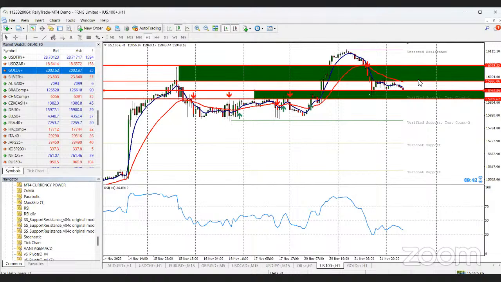So please again remember, always ensure you're trading appropriately using proper risk management settings. And always remember to trade cautiously.